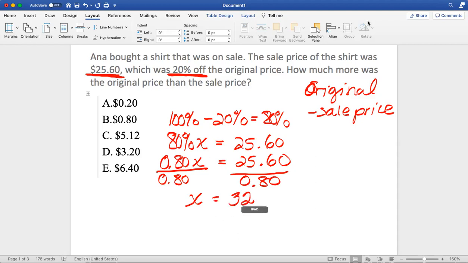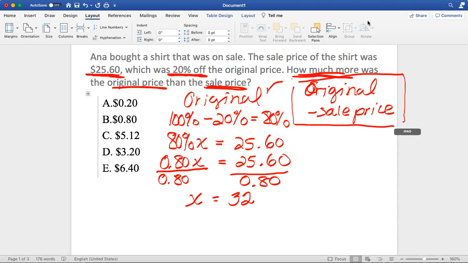So this right here represents the original price of the shirt. But that's not what they want. They want to know how much more the original price, which we just found, was than the sale price. And the sale price is $25.60. This is the first thing we set up: the original price, which we found is $32, and then we subtract the sale price, which is $25.60.